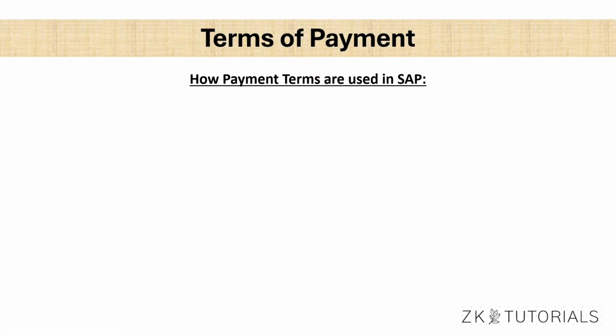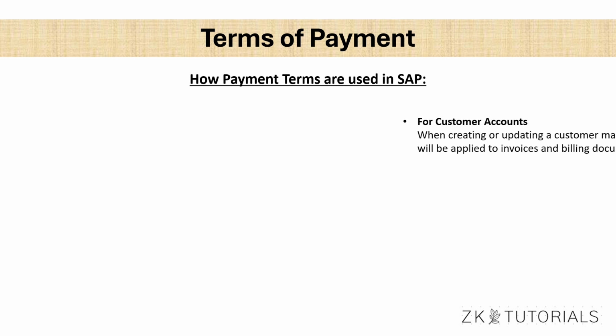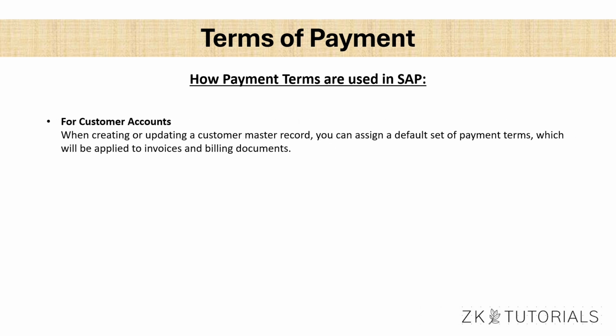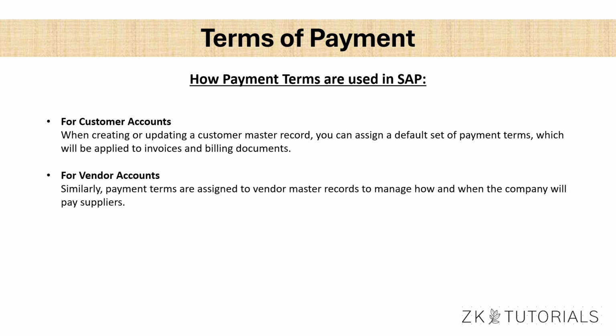And the next is how payment terms are used in SAP. For customer accounts, when creating or updating a customer master record, you can assign a default set of payment terms which will be applied to invoices and billing documents. And for vendor accounts, similarly, payment terms are assigned to vendor master records to manage how and when the company will pay suppliers. For example, 30 days is the credit period.